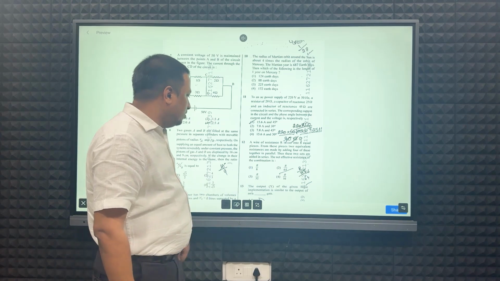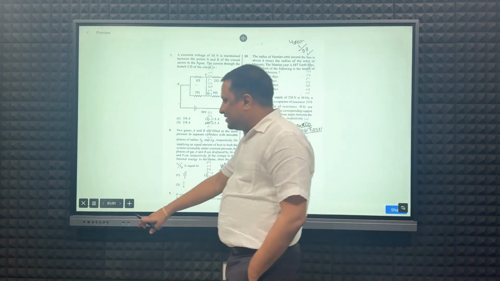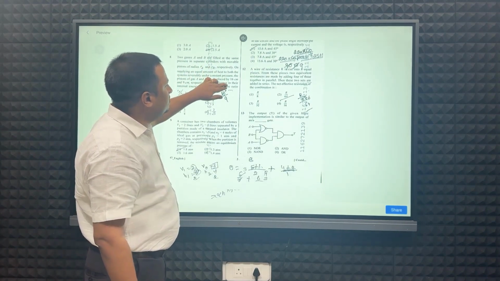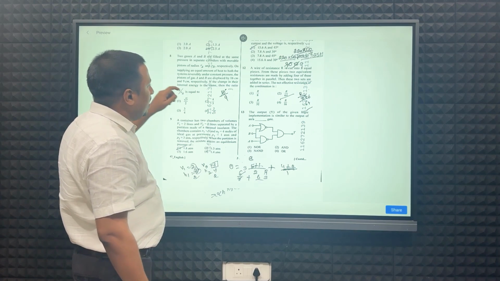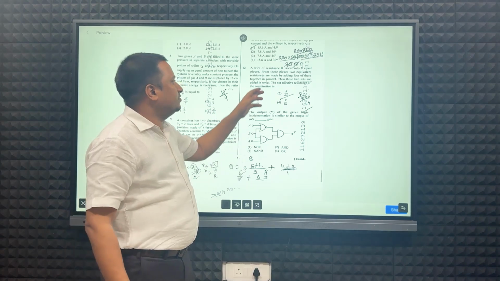Then we have question number 12. Let us see this. What are they saying? Question number 12 is a very simple question of current and electricity. Just have a look at this. What are they saying? That there is a wire of resistance R which is cut into 8 equal parts.